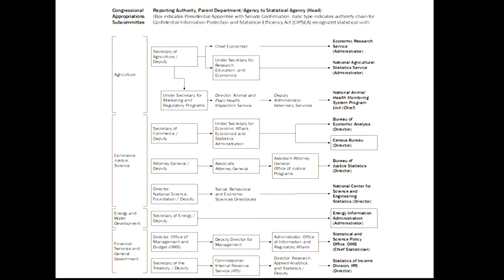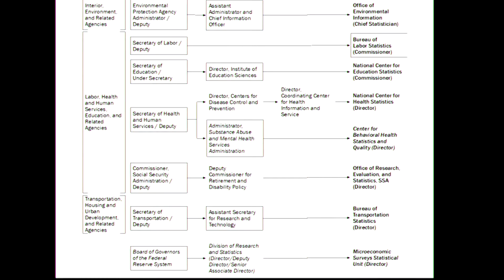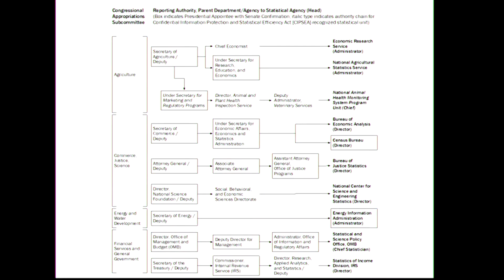You're never going to fully read everything in this table. I'm just going to try to see if I can, I guess, does the pointer show up? I guess it doesn't that way, so I'll have to do it this way for you to see. The important element to recognize is that every one of the statistical agencies, and over here on this, whoops, there we go. There's the pointer.